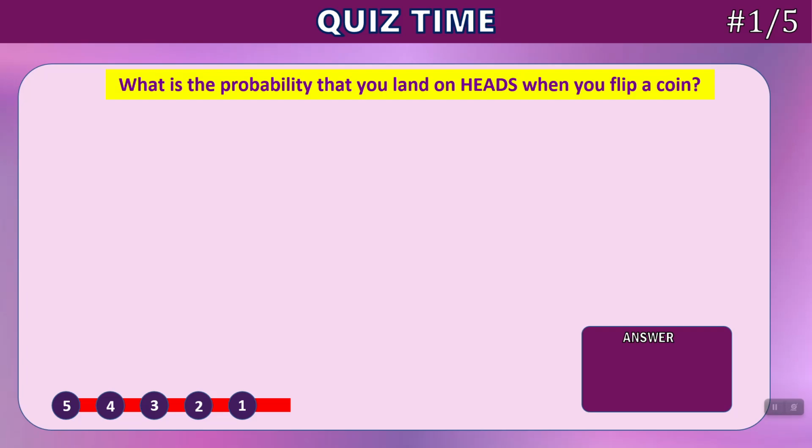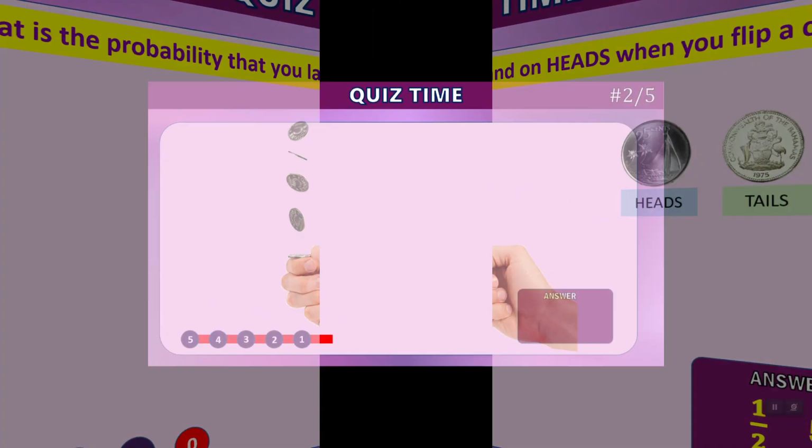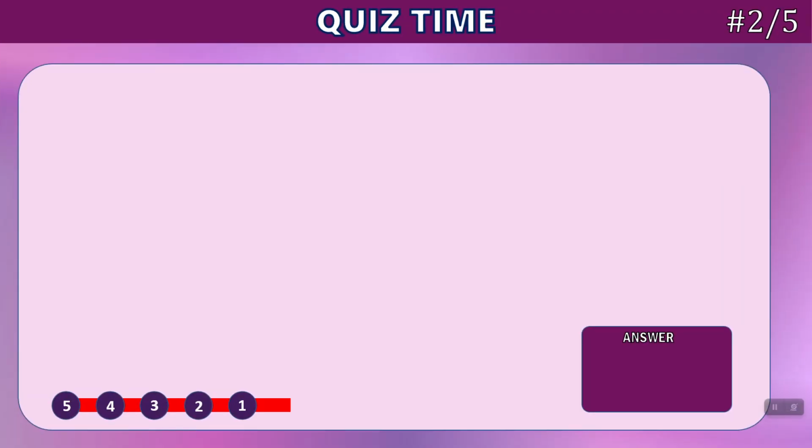And now it's time for our quiz. What is the probability that you will land on heads when you flip a coin? You have 5 seconds. Time's up. The answer is 1/2, 1 out of 2, or 50%. We know we can only get heads or tails, and there's only one head out of 2 possibilities.